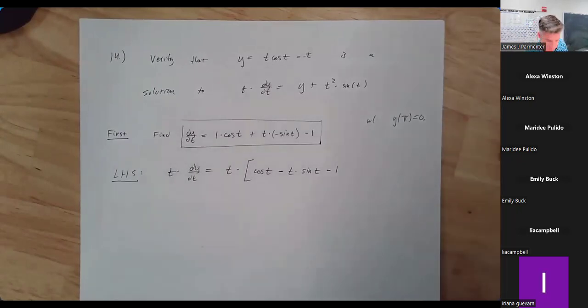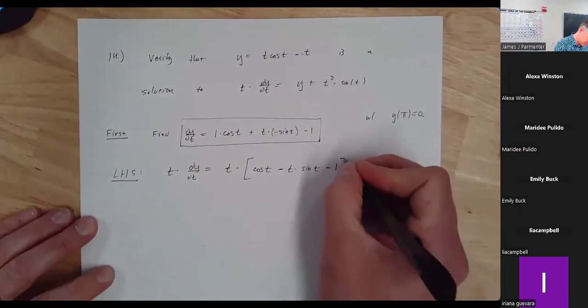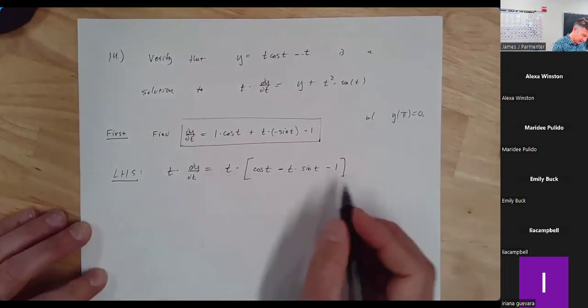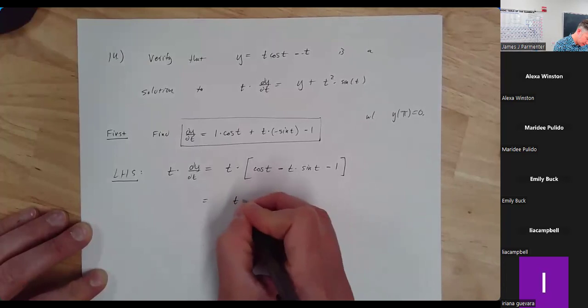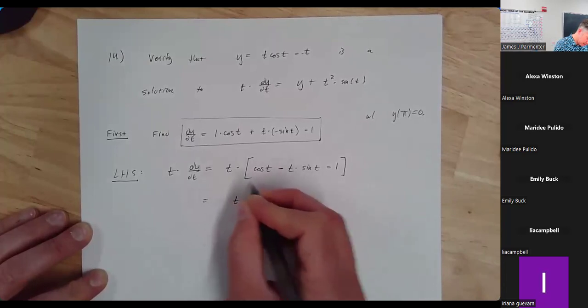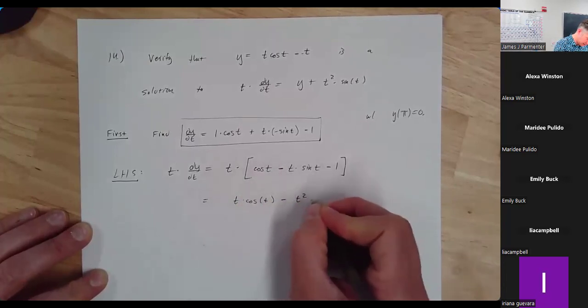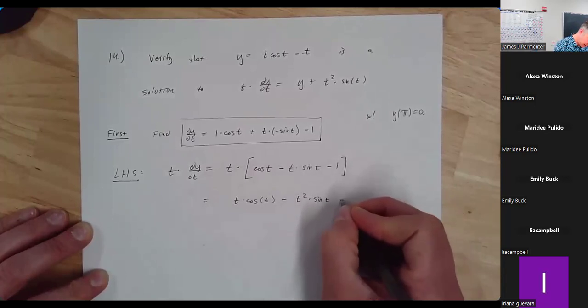Whatever, we'll figure it out. So then, distributing the t, I get t times cosine of t minus t squared times sine of t, minus t.